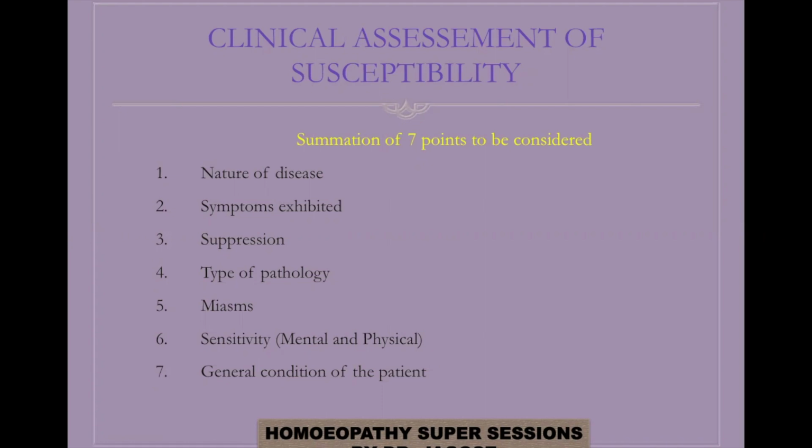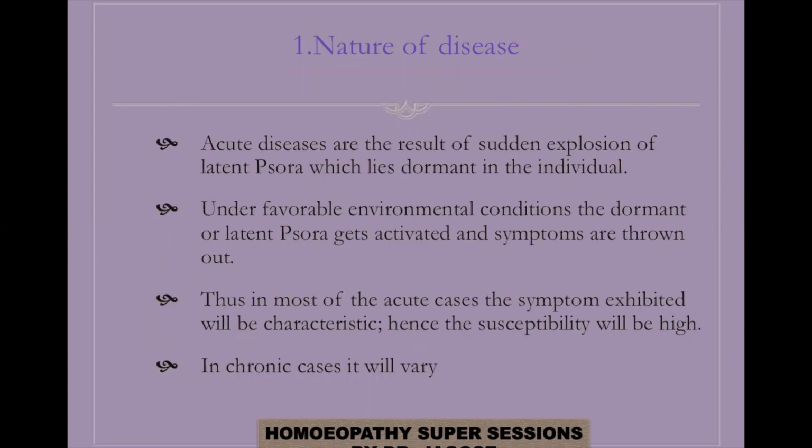So we have to work out the case on all these 7 points, and after working out all the 7 points, we have to come to a conclusion whether the susceptibility is high or low. Therefore, I've written the word summation of all the 7 points to be considered. You cannot judge the susceptibility on any one of these points, but you have to work out all these points and then see as a whole, right from point 1 to point 7, whether the susceptibility is high or low. So now let us see something about each point.